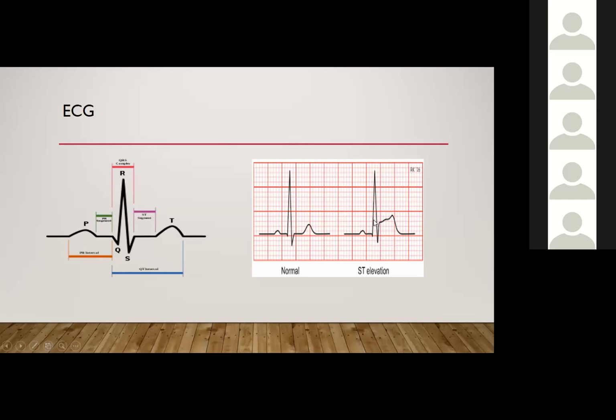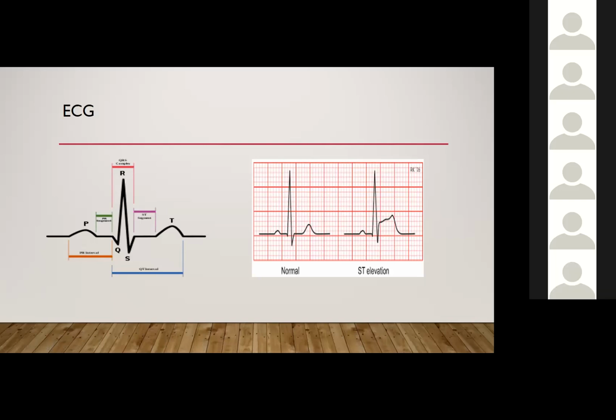Okay. Do we get the differences between stable angina and then acute coronary syndromes, and the differences between the acute coronary syndromes? We need to understand before we move on to the next one, which is the management. So if you have any question, please ask.